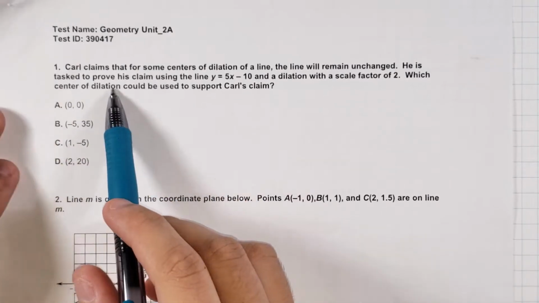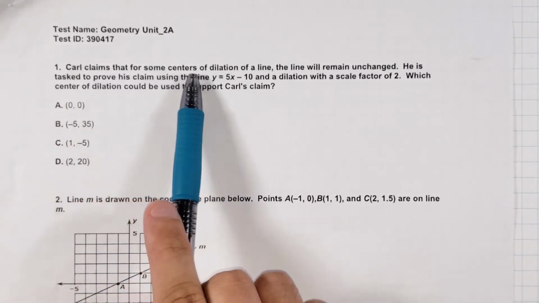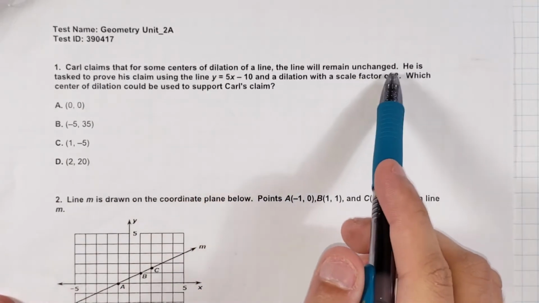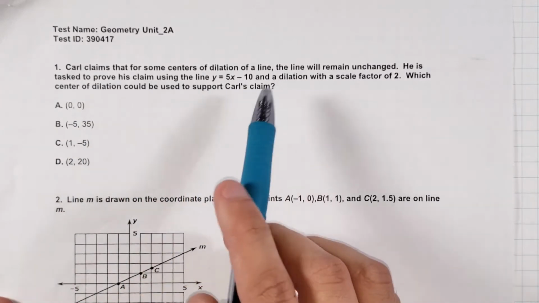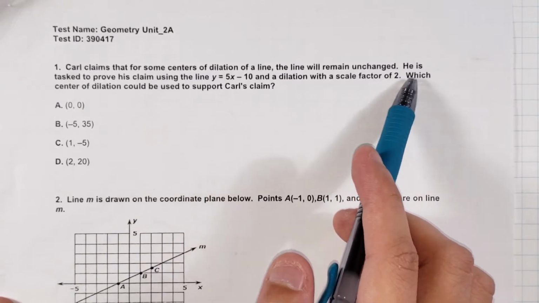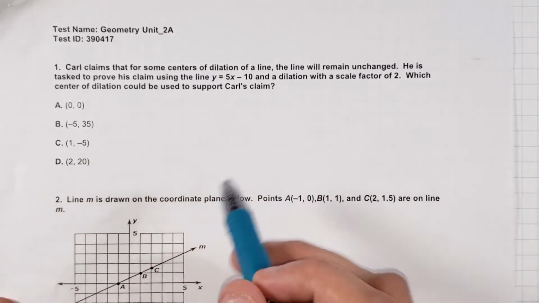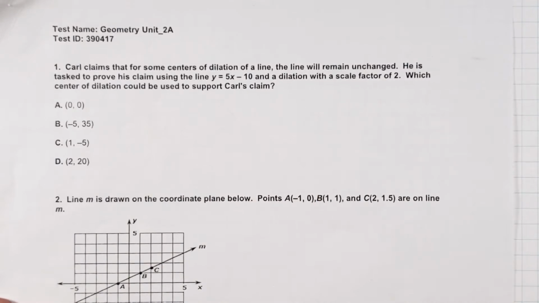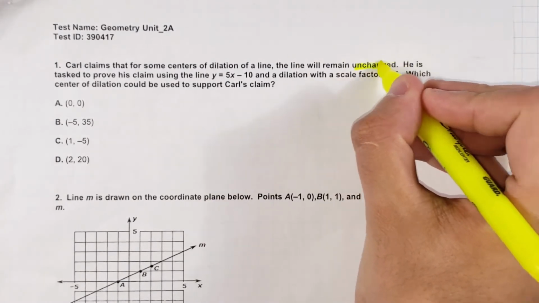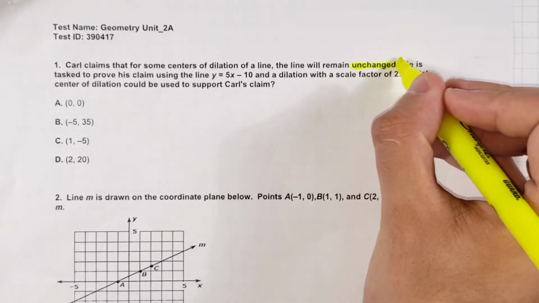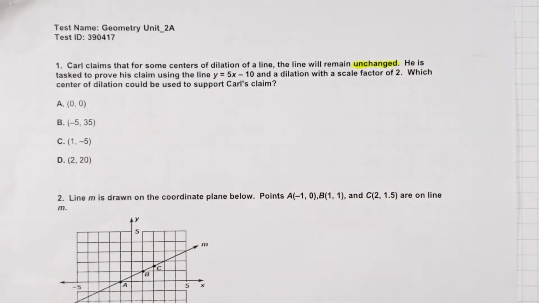This first problem says, Carl claims that for some centers of dilation of a line, the line will remain unchanged. He is tasked to prove his claim using the line y equals 5x minus 10 and a dilation with a scale factor of 2. Which center of dilation could be used to support Carl's claim? The key word to notice here is the word unchanged. That's the most important thing, because if the line is remaining unchanged and we're dilating it, the only way a line is going to remain unchanged after a dilation is if the center of dilation is on that line.